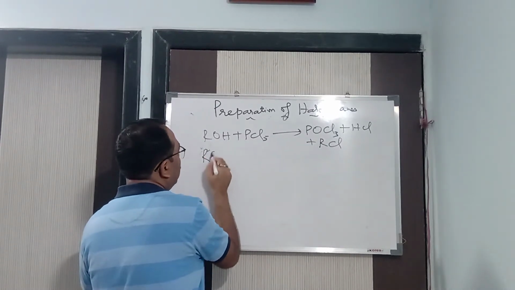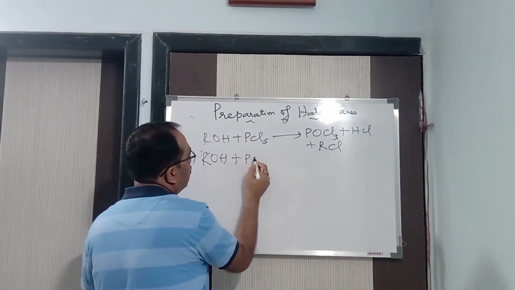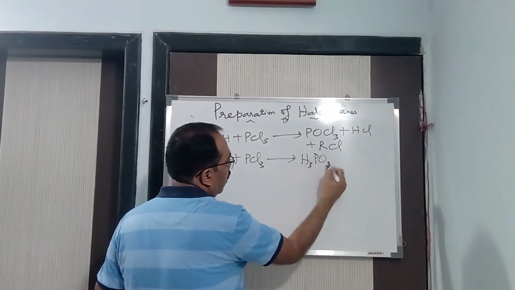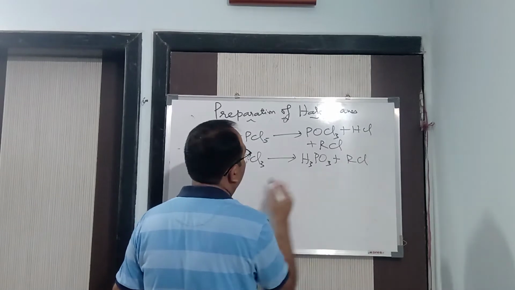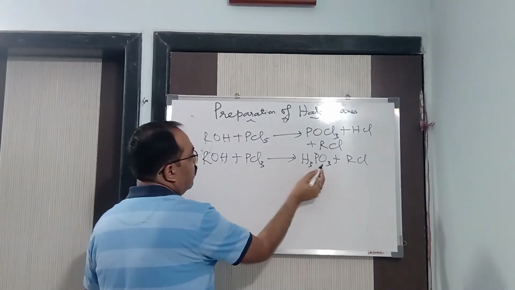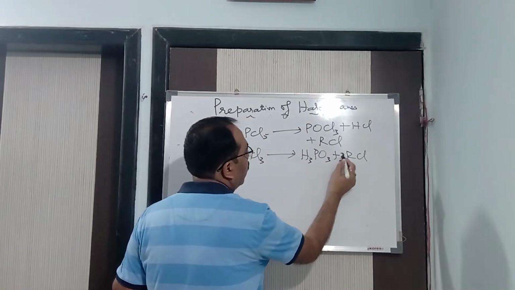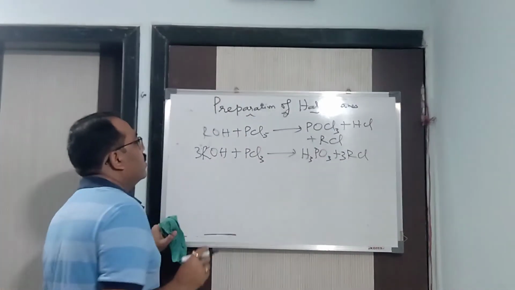The same reaction, if you do it with PCl3, then remember it, H3PO3 is a compulsory product along with RCl. So to balance it, here H3PO3, so 3ROH, you will be getting 3RCl. Alright, so in this way you can prepare it.